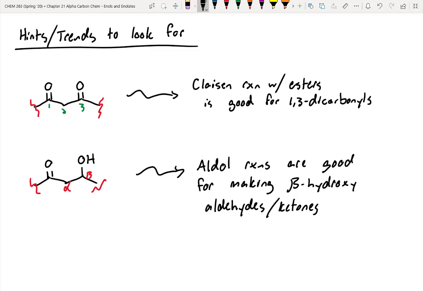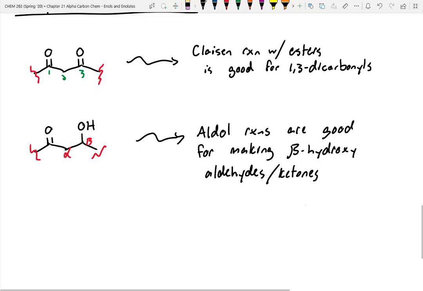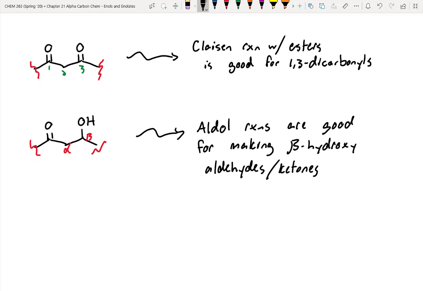And I know every year I see a student that says, well, can't we just go from this to this by using PCC? Well, I suppose so, but that uses chromium-6 and it's pretty nasty stuff. I would prefer to avoid using any chromium-based reagents if possible, so the Claisen reaction would be a much better solution for that. All right, last but not least, what if we have something that looks like this?